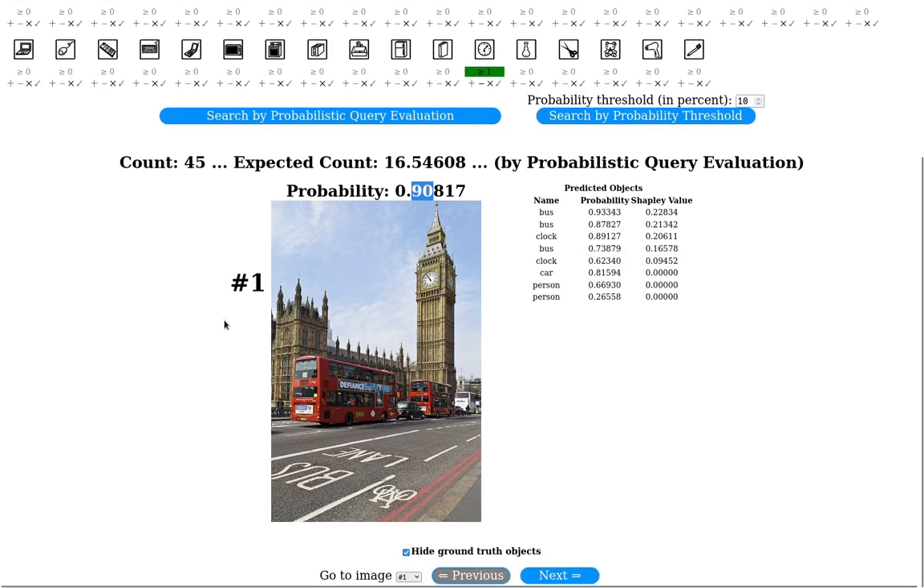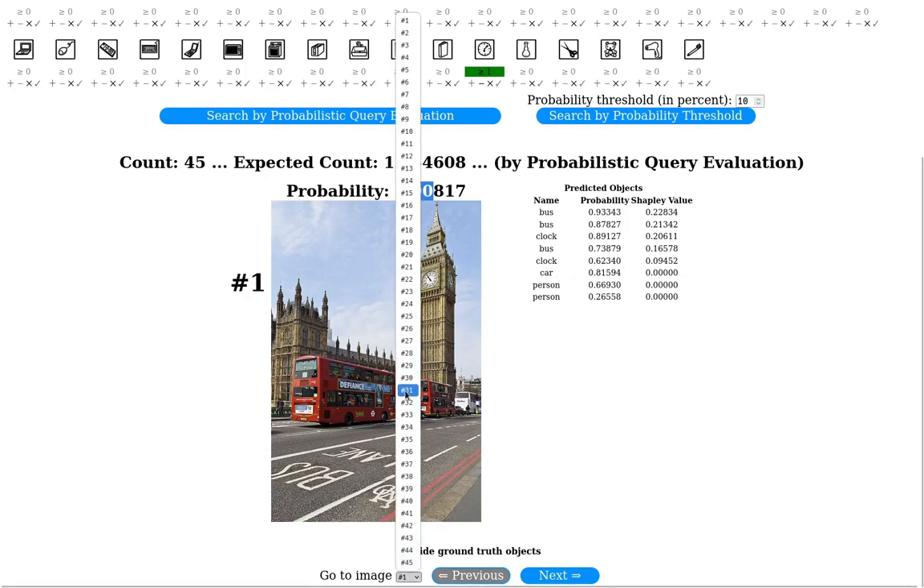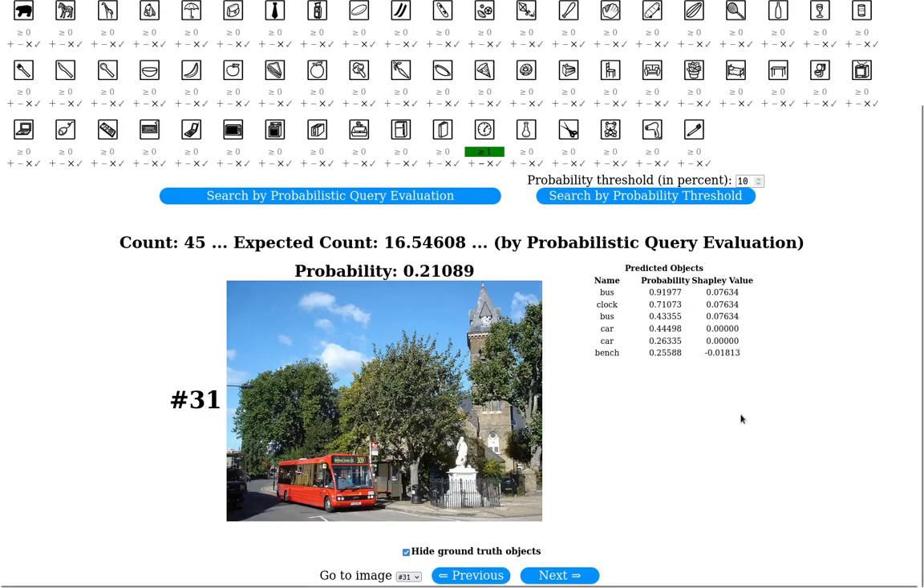Now let's look at another result. Let's look at result 31 for the same query. So it has 2 buses, one here, one there, which is a bit hidden, and we are not completely sure it's a bus, but YOLO predicts it's a bus with a lower probability. It has 1 clock here, but it also has actually 1 bench here.